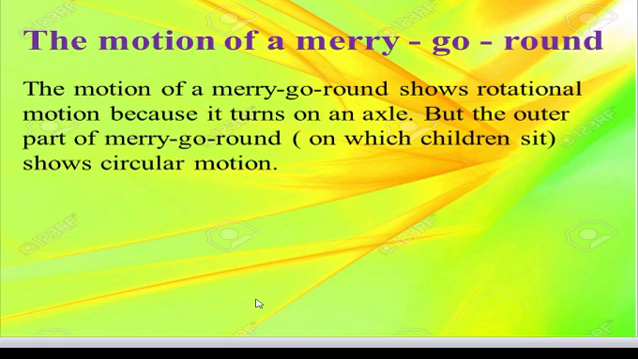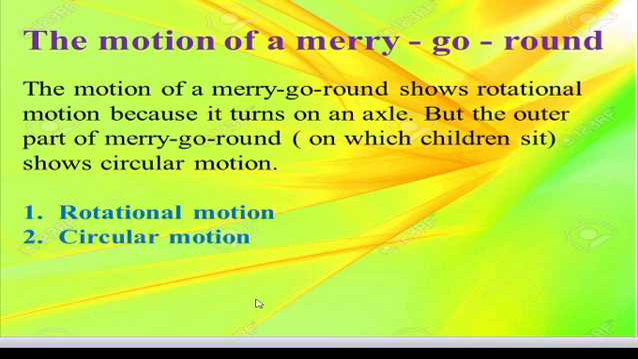The motion of a merry-go-round. The motion of a merry-go-round shows rotational motion because it turns on an axle. Suppose we can see one in our school also. The center part is attached to the ground. It is a fixed axle, but the outer part of the merry-go-round on which children sit shows circular motion. When we look at the children, the motion is circular, but when we see the merry-go-round's fixed axis, that is called rotational motion.